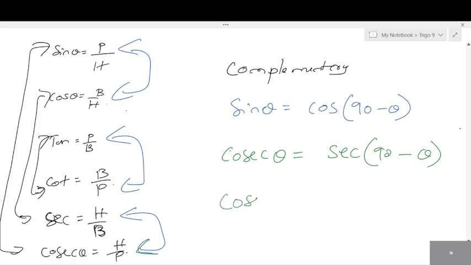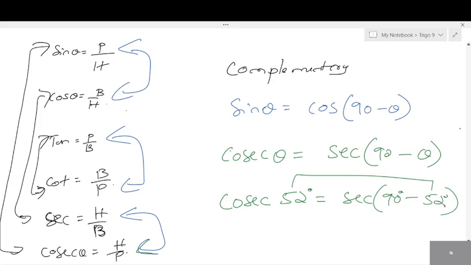So here, how do you apply this concept? The concept is cosec 52 degrees. If they ask cosec 52, that is sec 90 minus what is given here? 90 minus 52. Or sometimes they'll ask you sine. What is sine 90 minus 40 degrees?